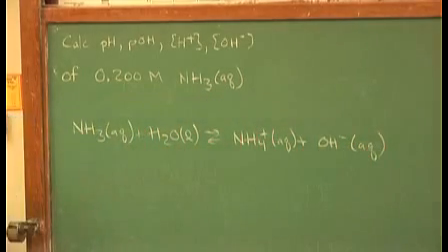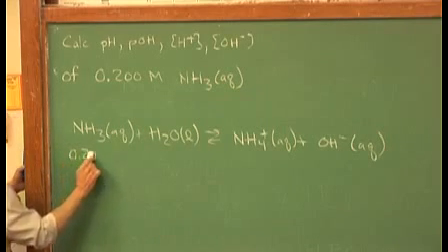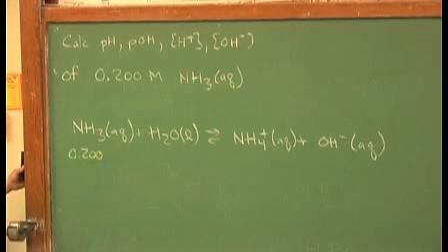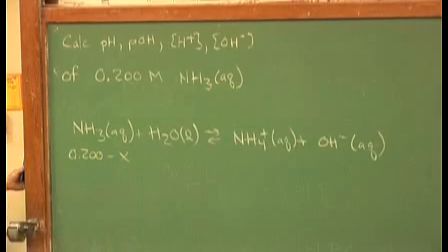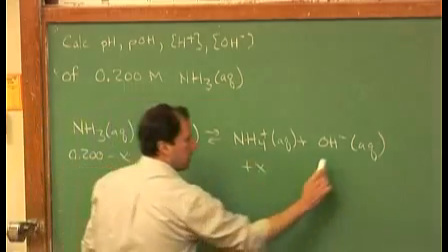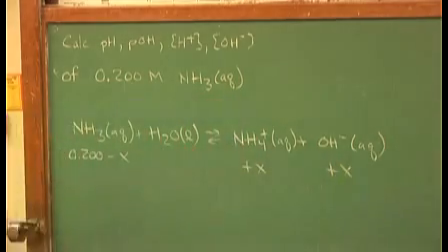Well, equilibrium time. We have 0.200 molar. It's not going to stay there. We're going to lose a little bit because it's a reactant, so I'll put minus x. All the stoichiometry is 1 to 1, so we're going to make plus x of this and plus x of this. Before class, I looked up the equilibrium constant for this.